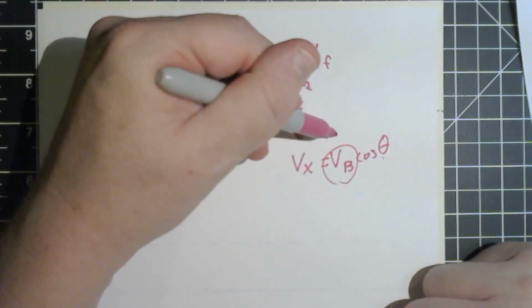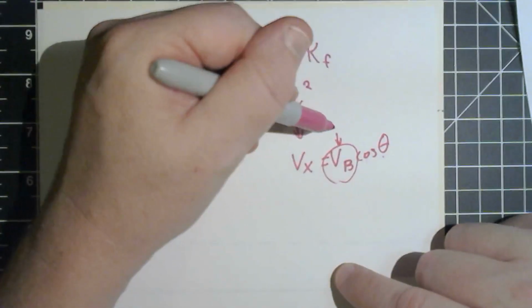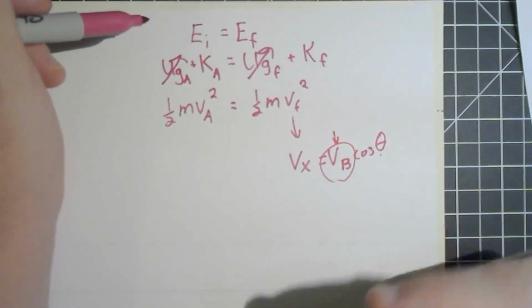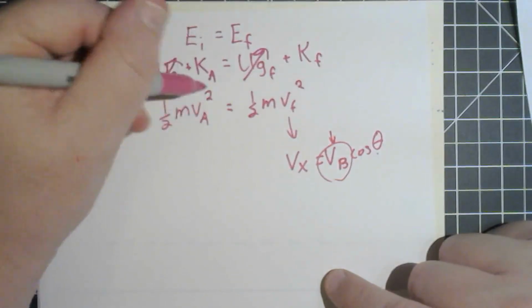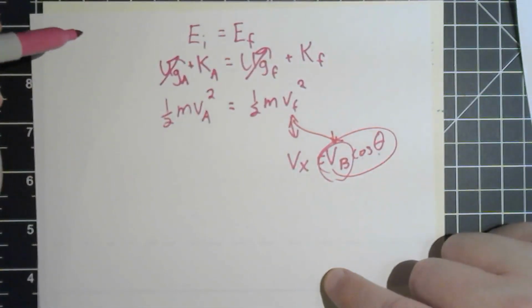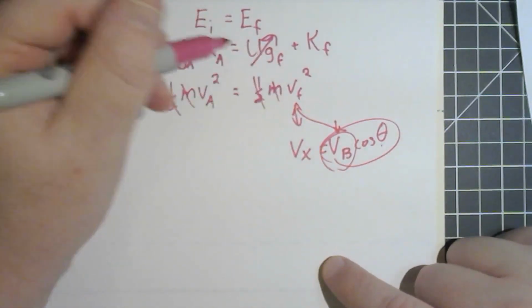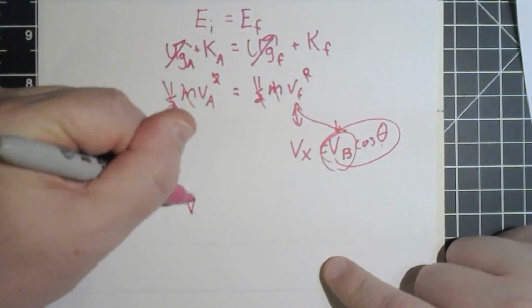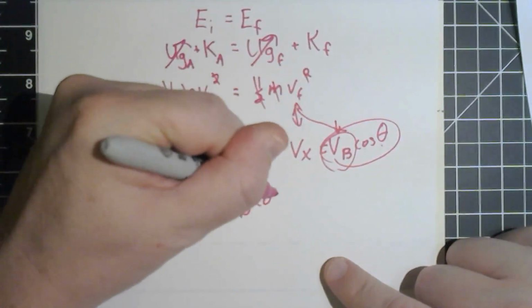You know, in the original scenario, maybe this was 10 meters per second. Well, maybe now in this new scenario, it's 30 meters per second because I gave it some extra speed. But algebraically, we don't know what that is. And so what I can do here is, if I look at this equation, I'll substitute in V_B cosine theta for V_F. And so the 1/2s cancel, the mass cancels, and even the squares kind of cancel. And so you can come to the conclusion that V_A must be V_B cosine theta.